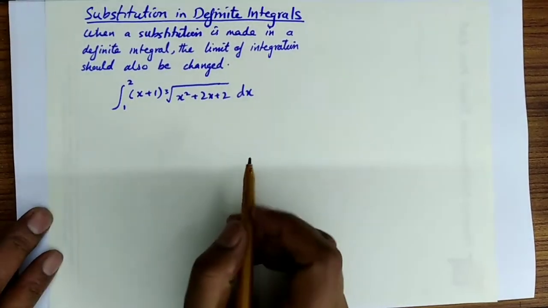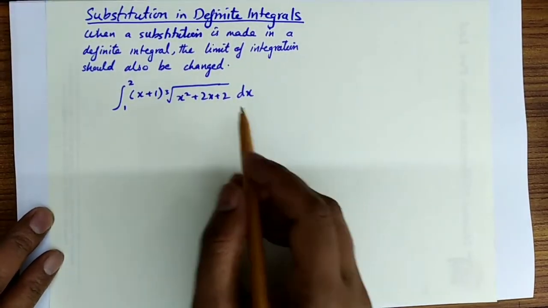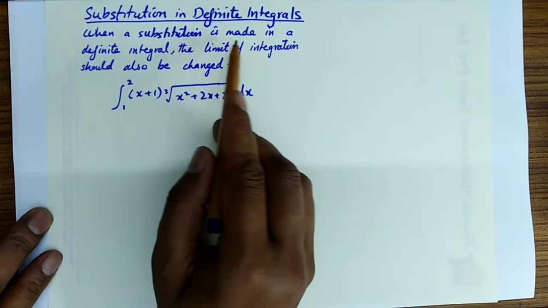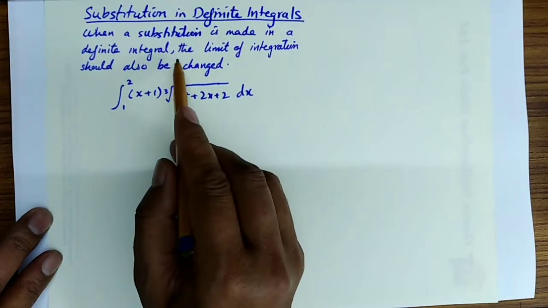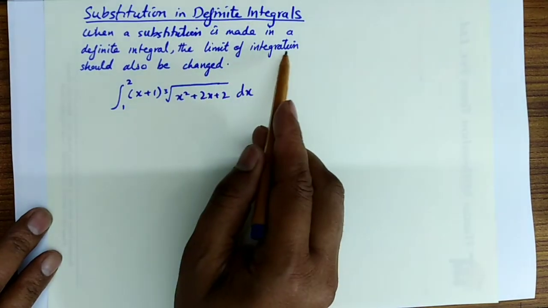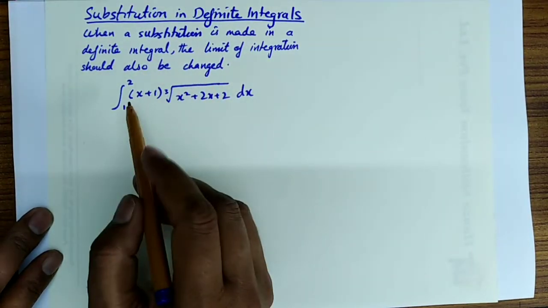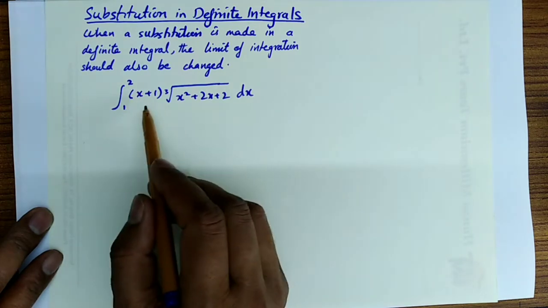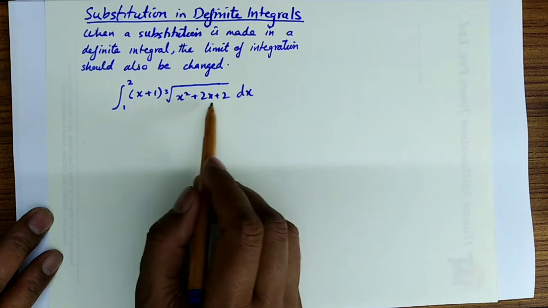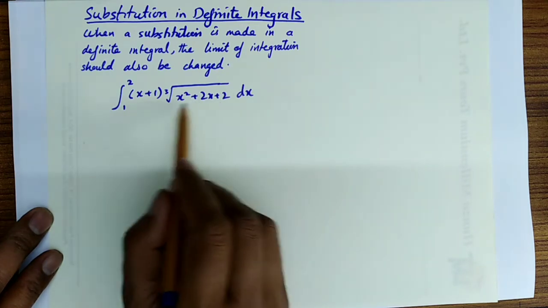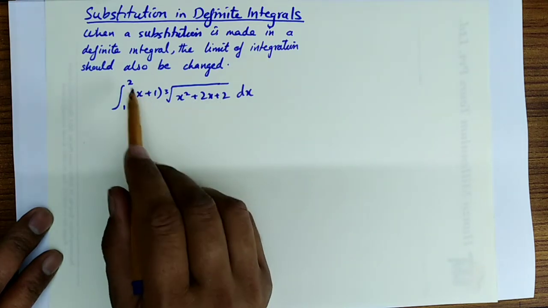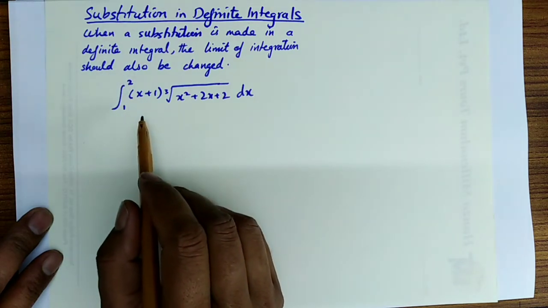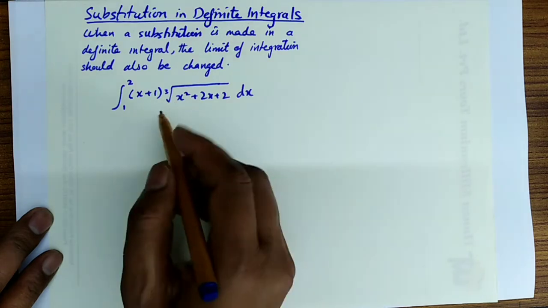Okay guys, now solving these questions. Substitution in definite integrals. When a substitution is made in a definite integral, the limits of integration should also be changed. Now you can see here limits are 2 and 1. Now when we are going to substitute in place of the given question, we have to change these limits also.